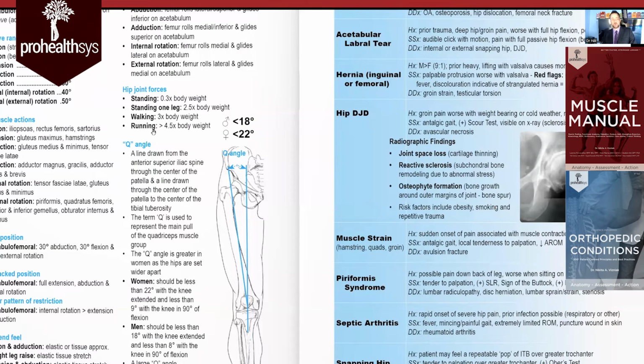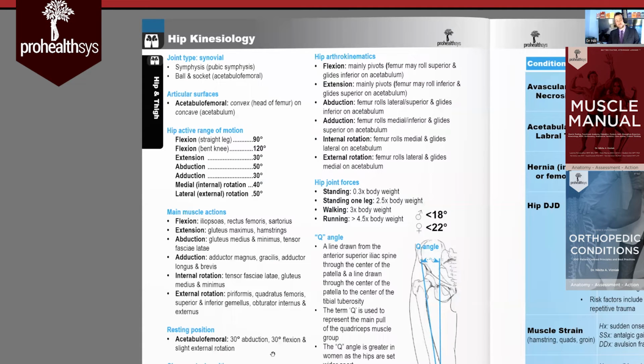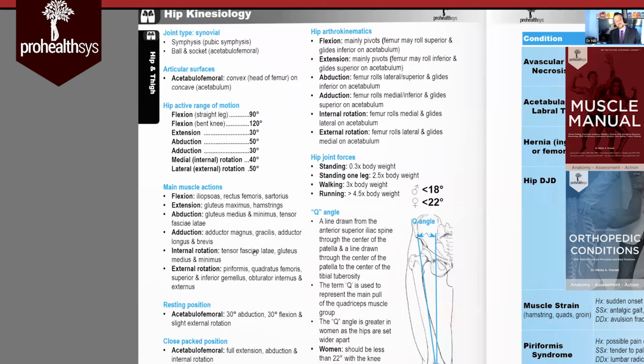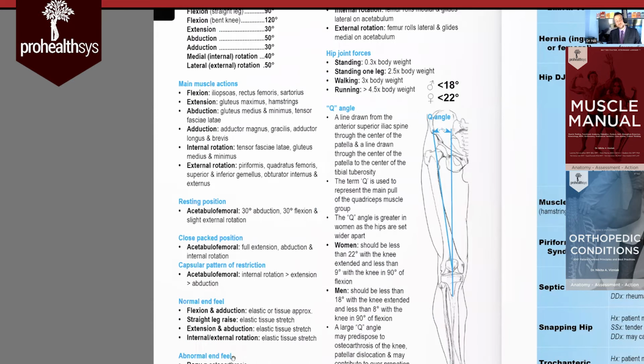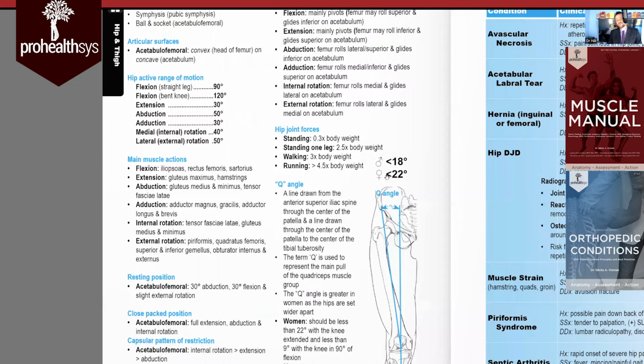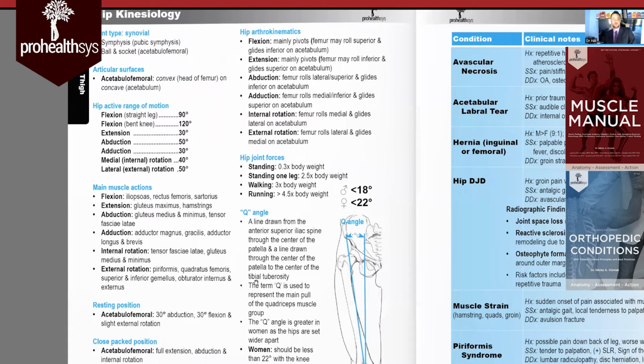You know what the normal range of motion is going to be for the hip. You also know the muscles that are activated with each motion that you do. You also know the joint shapes, resting positions, the end feel types that we should see, Q angles as well. So you should know that they're slightly higher in females and lower in males, but that's old information there for most people.